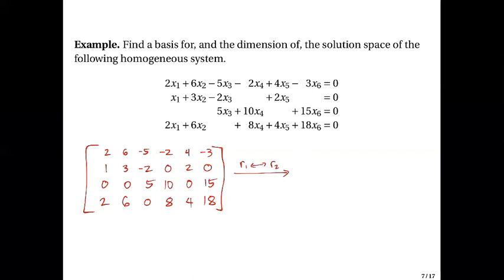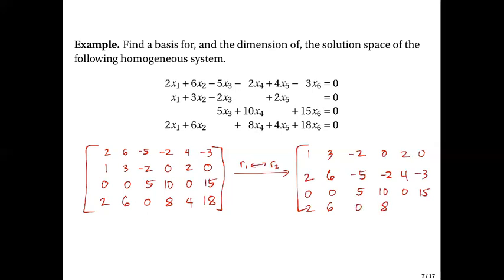So row 1 interchange with row 2. Row 1 now becomes 1, 3, -2, 0, 2, 0. Row 2 now is 2, 6, -5, -2, 4, -3. Row 3 is still the same: 0, 0, 5, 10, 0, 15. And then row 4, you have 2, 6, 0, 8, 4, 18.